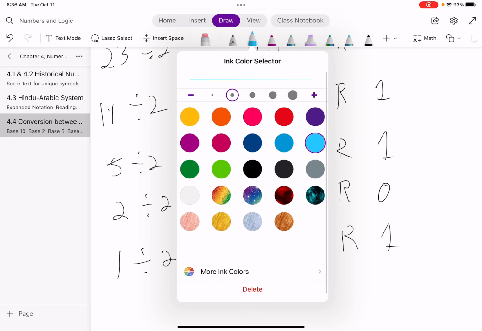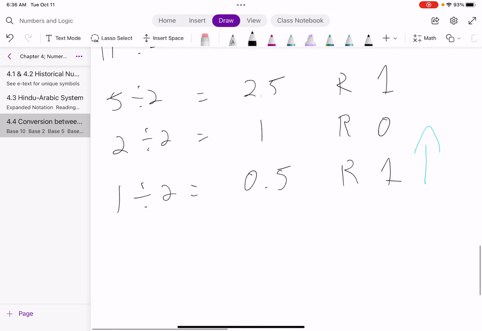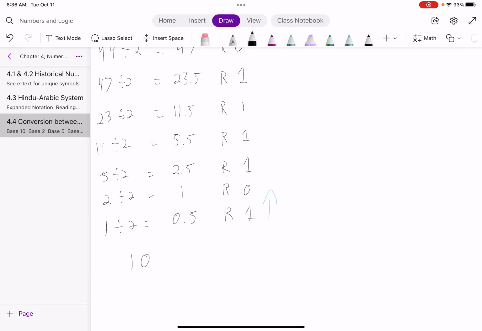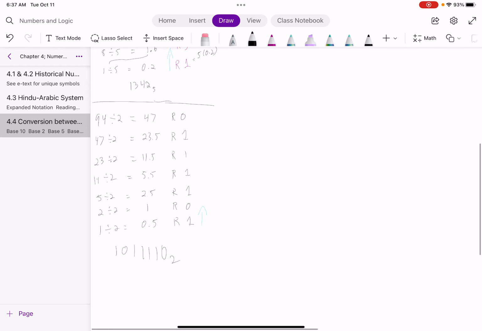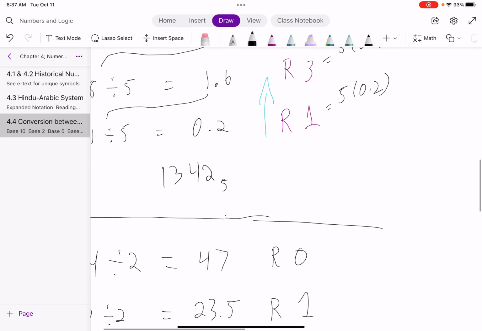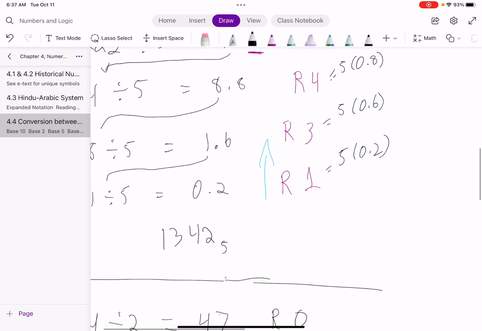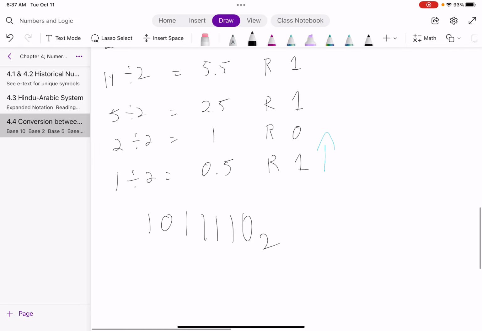Again, I read these in the reverse order. 1, 0. Let's just shrink this down so we can see all the numbers. 1, 0, 1, 1, 1, 1, 2, 3, 4 ones, and a 0 to the base 2. Scroll this back up. 1, 0, 1, 1, 1, 0 base 2. Those two numbers are the same. And they are. So that is my conversion.